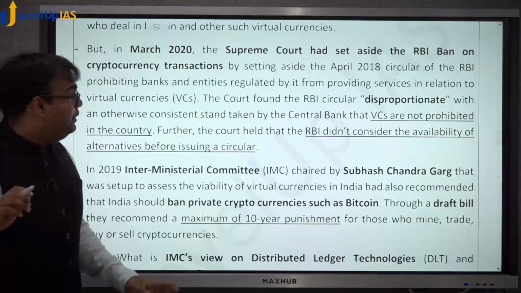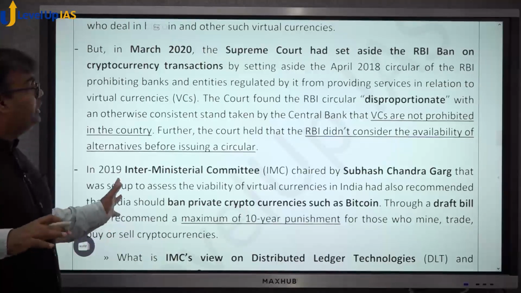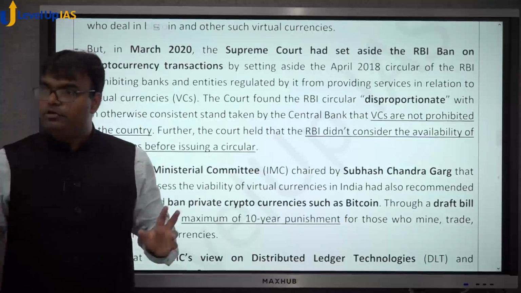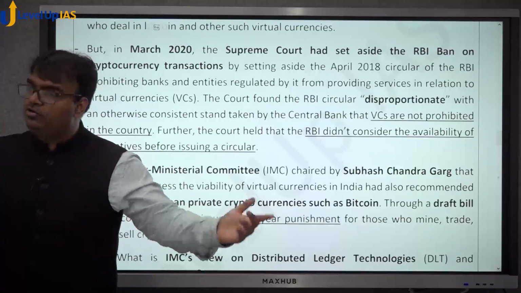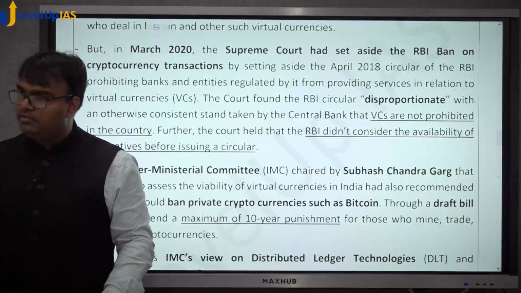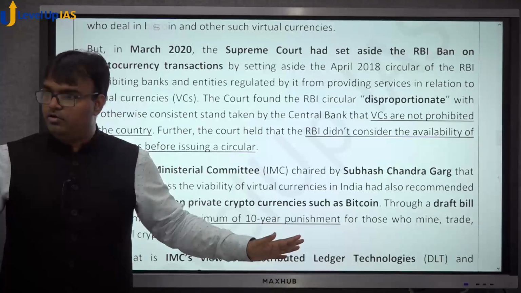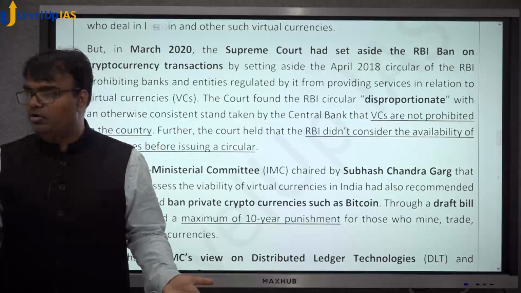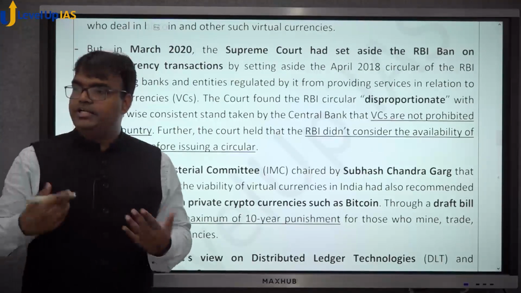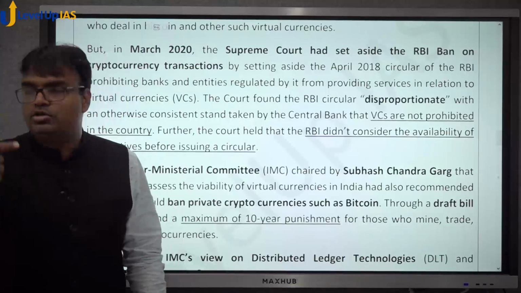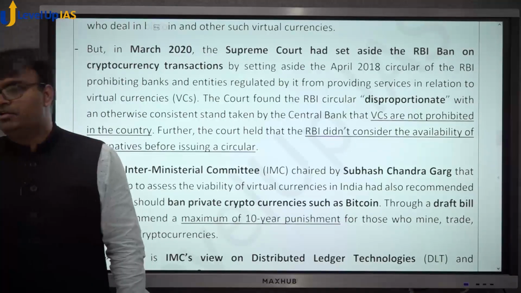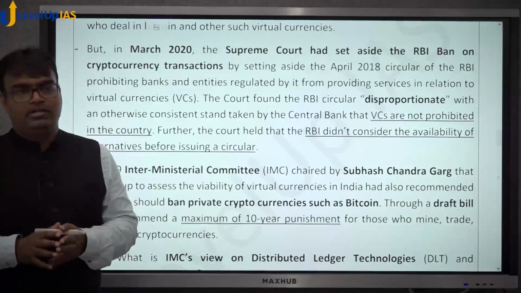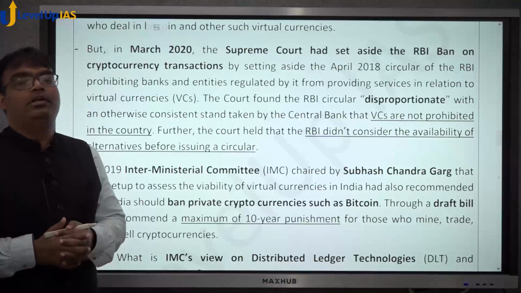Using Bitcoin is not illegal in the country. Virtual currencies are not prohibited in the country. When virtual currencies are not prohibited in the country, why are you asking banks to not deal with it? Either virtual currencies should be prohibited by government. If it has not happened, you don't do it. And you have not even suggested another alternative. So a stay on the April 2018 RBI notification was brought by Supreme Court. But yesterday, government has announced a draft bill.